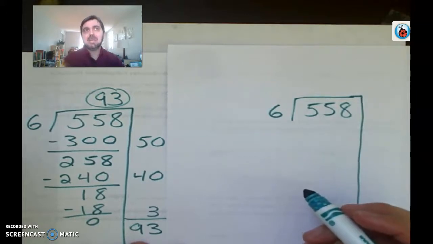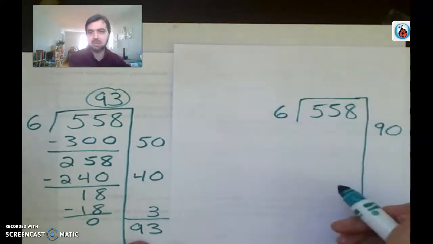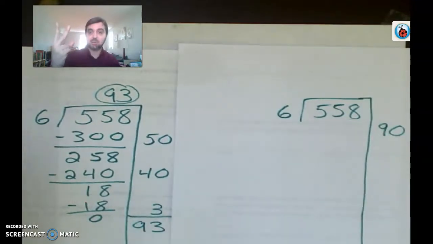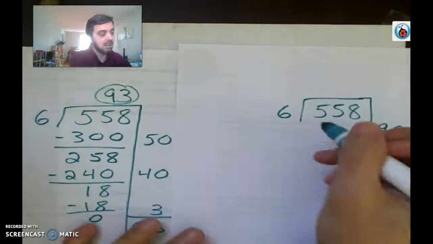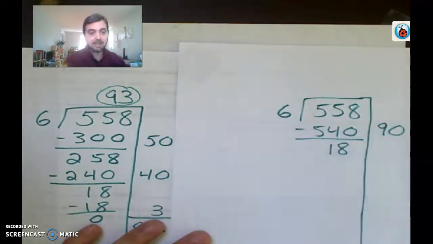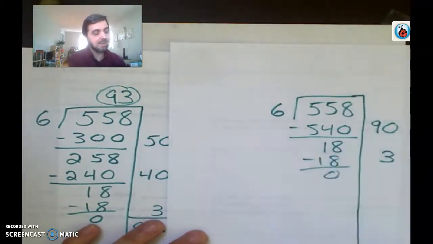6 times 90 is 540, right? So you're like, okay, if I just gave each of my friends 90 Skittles, that means I've given away 90 to one friend, to 2 friends, that's 180, to 3 friends, that's 270, to 4 friends, that's 360, to 5 friends, that's 450, and to 6 friends, that would be 540. Okay, so now I've given away 540, which means I've only got 18 left. So I give away 3 to each friend, and then I'm done.